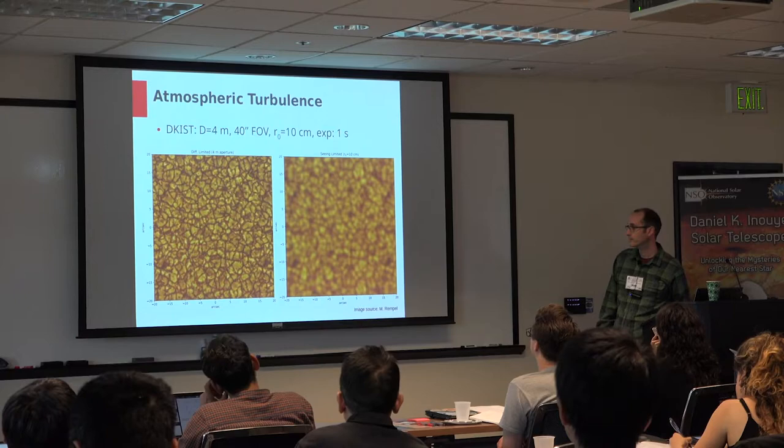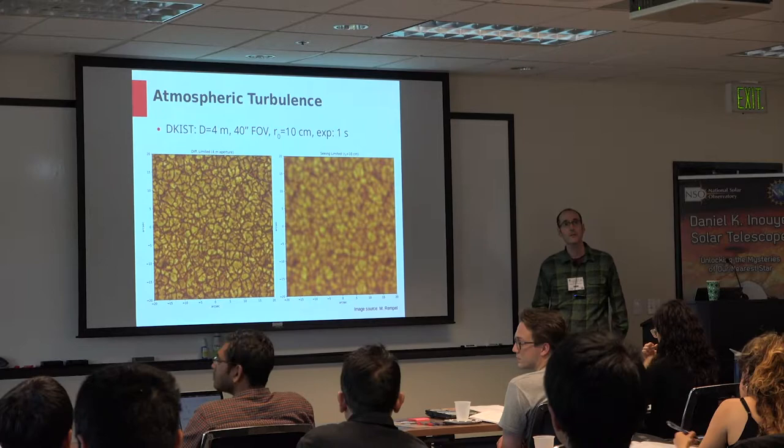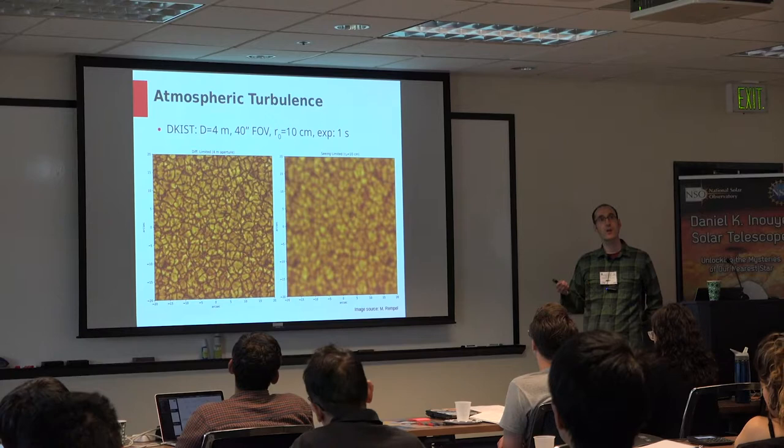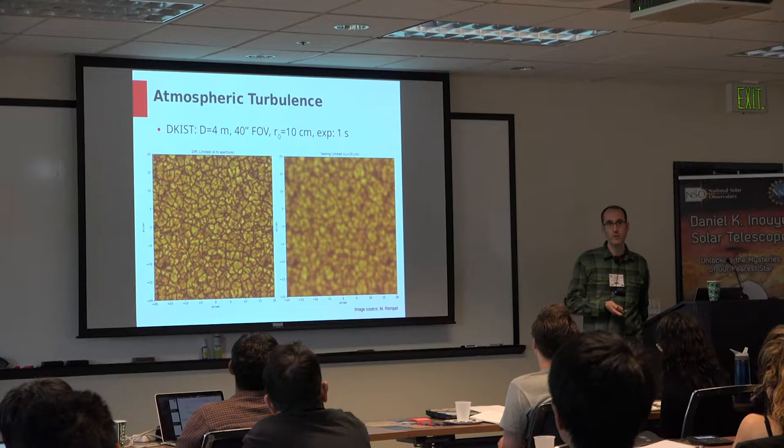Now, the resolution, like I told you before, go ahead. So R0, the question was, what is R0? R0 is called the Fried parameter, and it's the parameter that we use to characterize the strength of the atmosphere. If R0 is big, the seeing is good. If R0 is small, the seeing is bad.